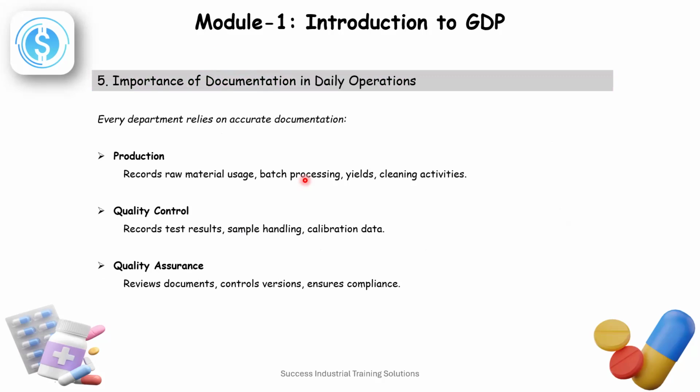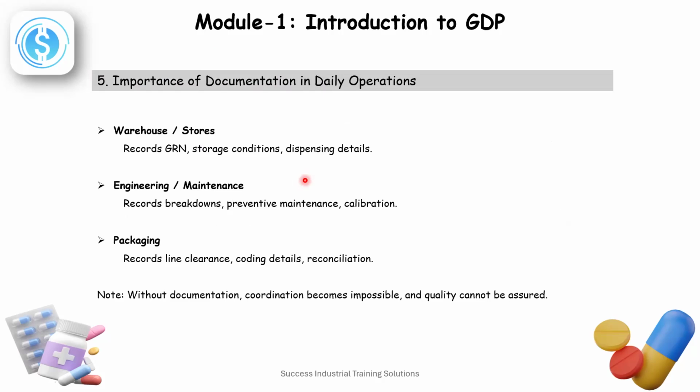In the fifth topic, we are going to cover the importance of documentation in daily operations. Every department in the pharmaceutical industry depends on documentation, because without documentation you cannot do any single activity in the pharma industry. In production, documentation covers raw material usage, batch processing steps, yields and cleaning activities. In quality control, it covers test results, sample handling and calibration data. In quality assurance, documentation is reviewed, approved and controlled to ensure compliance with good manufacturing practices.